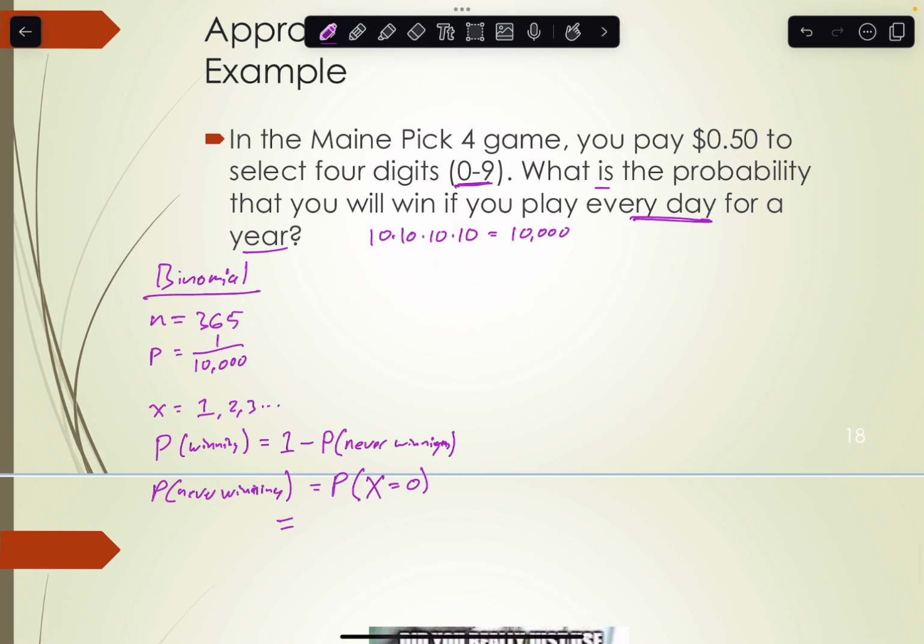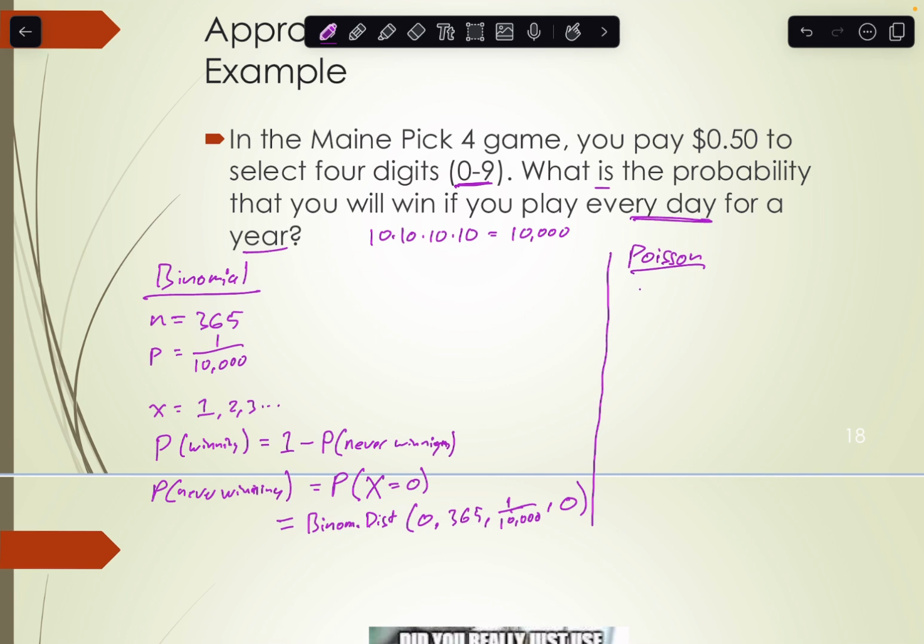What that is going to equal is binom.dist of 0 successes, n trials, if I'm not mistaken, and times 1 over 10,000, and then 0, because I want it when it's just 0. I'm going to figure out that number. But before I do, let's look at using the Poisson distribution to approximate my binomial distribution.